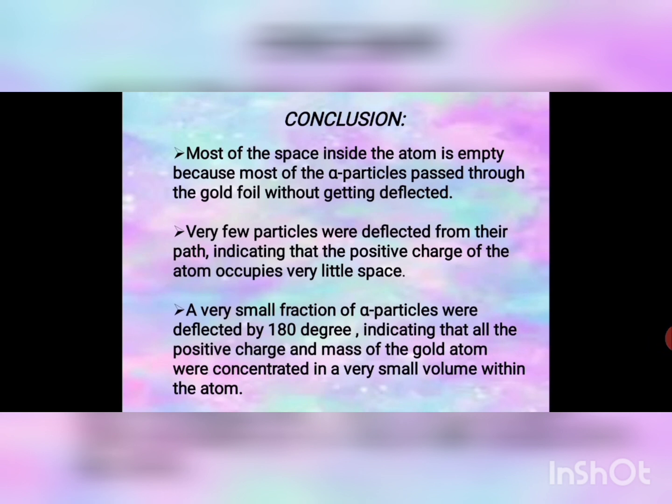Most of the space inside the atom is empty because most of the alpha particles passed through the gold foil without getting deflected. Very few particles were deflected from their path, indicating that the positive charge of the atom occupies very little space. A very small fraction of alpha particles were deflected by 180-degree angle, indicating that all the positive charge and mass of the gold atom were concentrated in a very small volume within the atom.